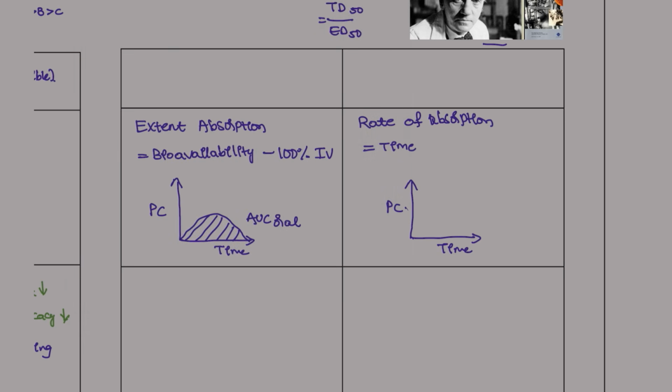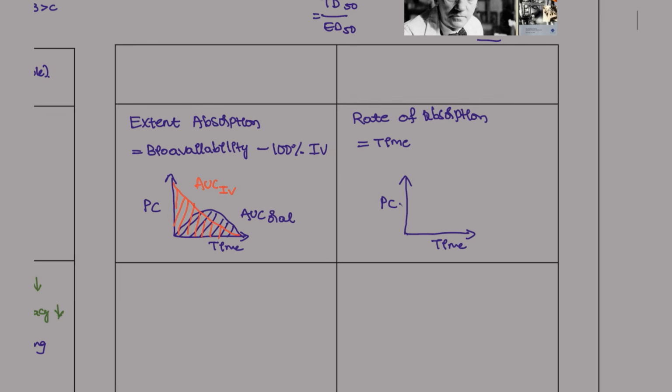Next, this is another area under the curve, which is IV related. This is how we are going to check the bioavailability, most of the time for the extent of the absorption. And next, coming to the rate of the absorption. This will touch the line, and that will check for the maximum plasma concentration, and this is the maximum time that we reached for the drug absorption. This is how we are going to check for the extent and the rate of the absorption.